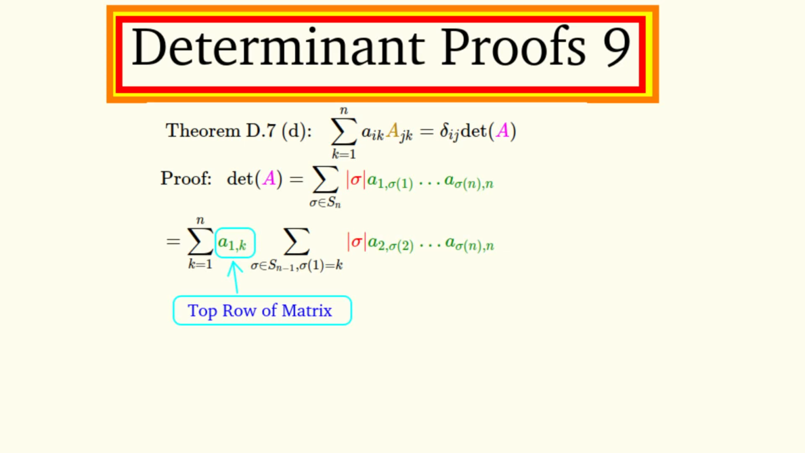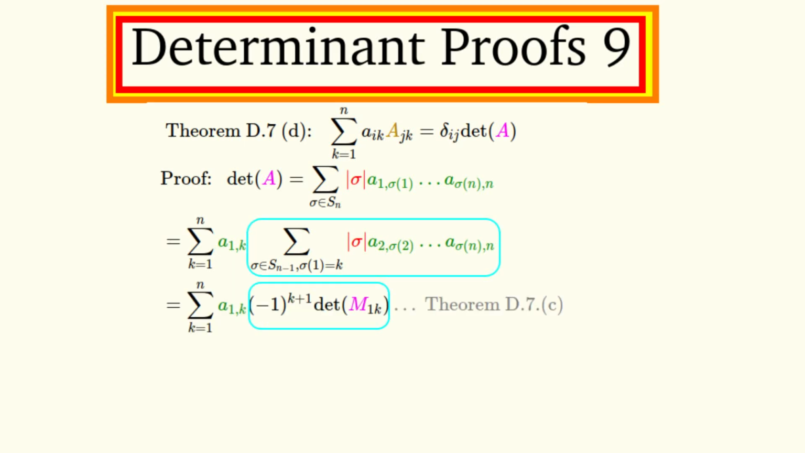We can then break up this sum into two sums. The first sum counts each entry in the top row and then multiplies it by the next sum, which sums it up for all of the permutations. But the first term in the permutation must equal k, which is the entry in the first row. Now this is what the minor of A is with these subscripts, according to part C of this theorem, so that we can substitute it in here.